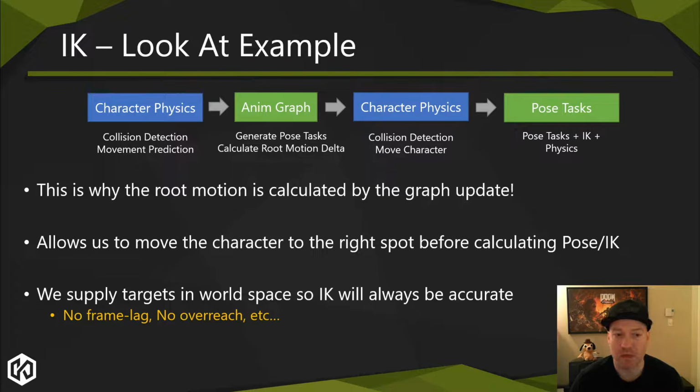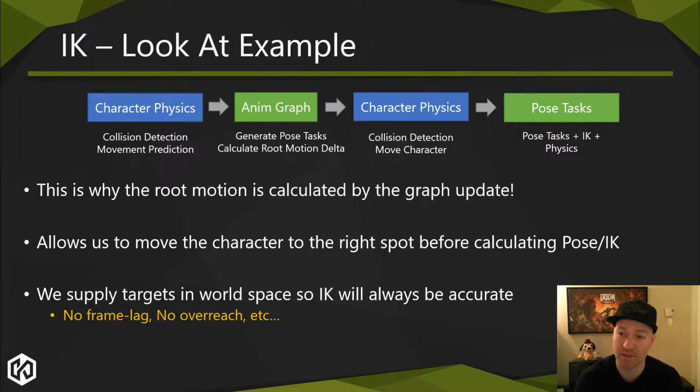So in my setup, it's as simple as basically the graph will generate the post task. It'll say, hey, you need to do IK. Register the IK tasks. It will calculate the root motion. It will move the character, everything. And then you will run the pose task on the final position of the character for that frame. This is why the root motion is coming from the graph and not calculated via the pose.